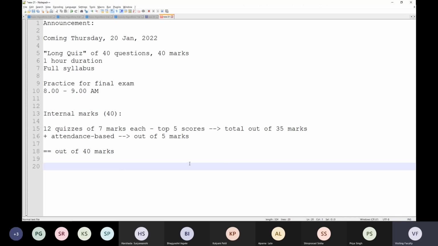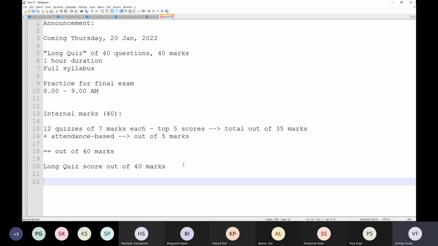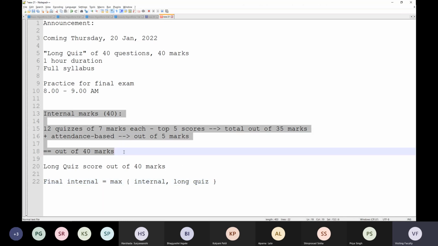Now this is the thing. Long quiz, whatever you get, quiz out of 40 marks. Your final internal marks will be the maximum of this internal marks and the long quiz. So you had this whole thing of 40 marks, right? You have roughly an idea how much you got, whatever it is.